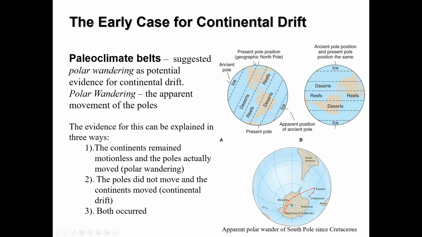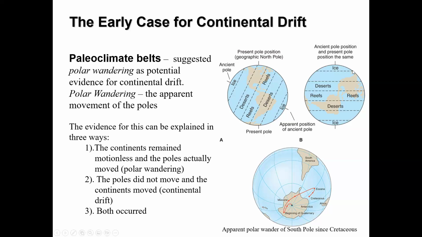So one way to explain this mismatch, because for our present polar location we would have ice up here, ice down here, deserts in our mid-latitudes, and our tropics right here would be our reef. So there's a mismatch between our paleoclimate belts and our current climate belts. One way to explain that is with polar wandering, which is the apparent movement of the poles. So basically the poles would have shifted over time to account for this mismatch in our climate belts over time.